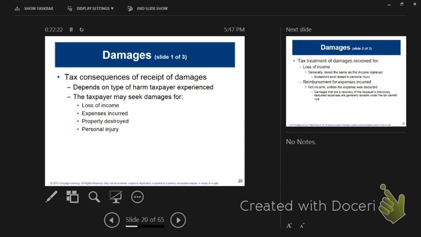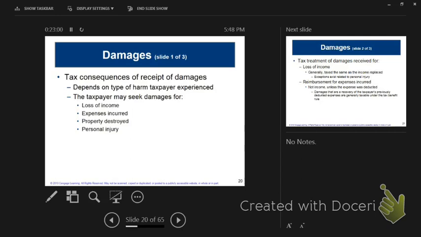All right, now damages. So now we're going to talk about his little incident with the van. There are 4 different types of damages that you could have. The taxpayer can ask for loss of income. They can ask for expenses incurred. You can ask for property destroyed, and you can ask for personal injury. So loss of income usually is going to be taxed as if you worked. I say usually, because I don't like to say always or never in accounting. But usually it's going to be taxed like you were working, because if you would have been working, it would have been taxed.